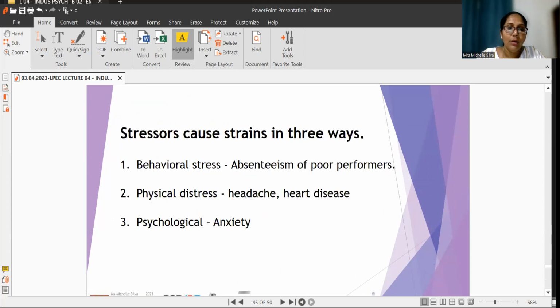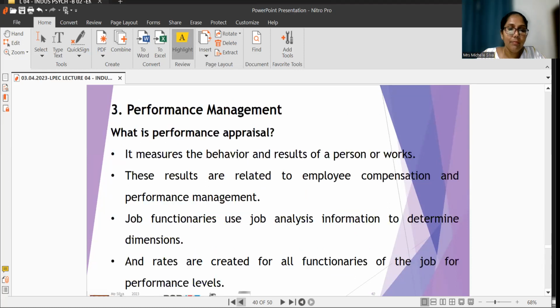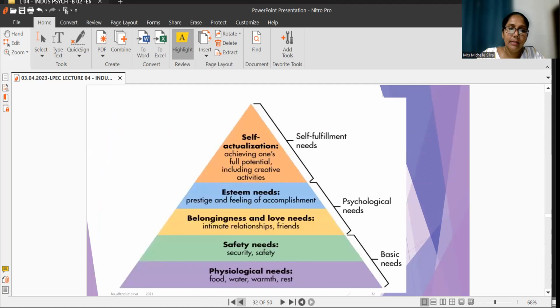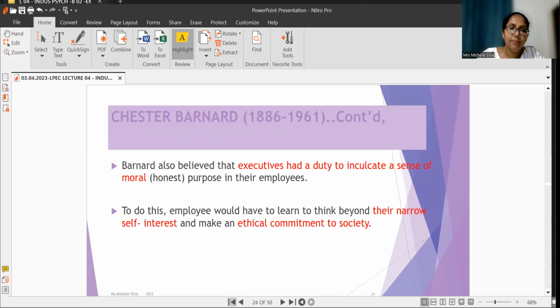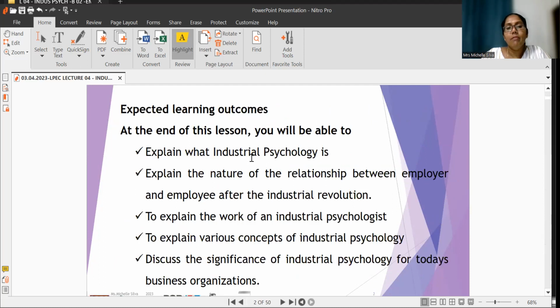Let's see whether we have achieved the intended learning outcomes we listed at the initial stage of the lesson. Basically, explain what is industrial psychology. We explained the nature of the relationship between employer and employee after the industrial revolution. It was nicely discussed, as well as the different scholars' contributions. And we explain the work of an industrial psychologist.